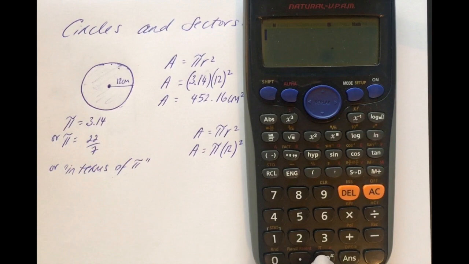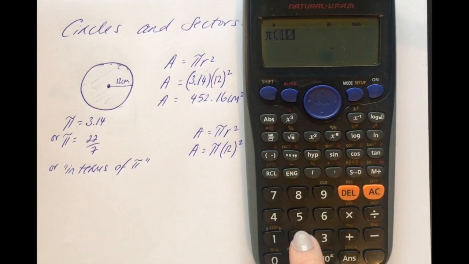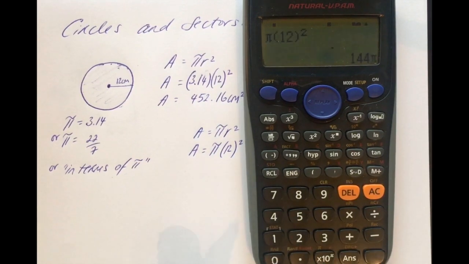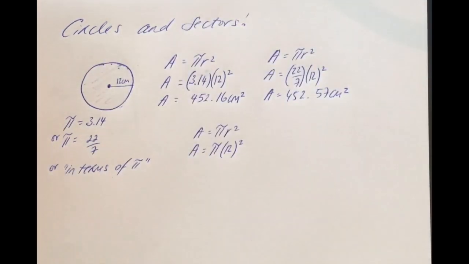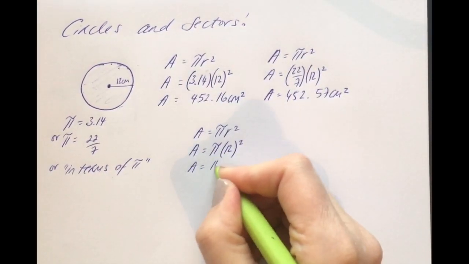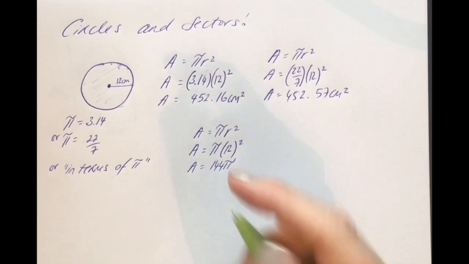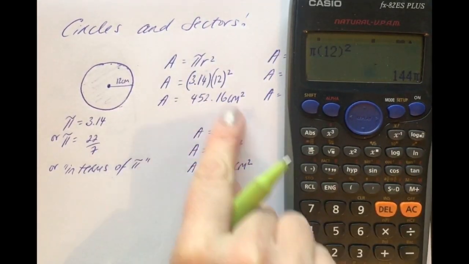So I'm going to put the pi button in on the calculator. Can you see that down there? I'm going to have to press shift and then this button down here in order to access it, and the pi symbol comes up. So pi bracket 12, close the bracket, squared, just as I have it written, and press equals, and there we go, 144 pi is my answer. And that is the answer then in terms of pi, because in terms of pi means you've got to have pi in the answer. So centimeters squared.